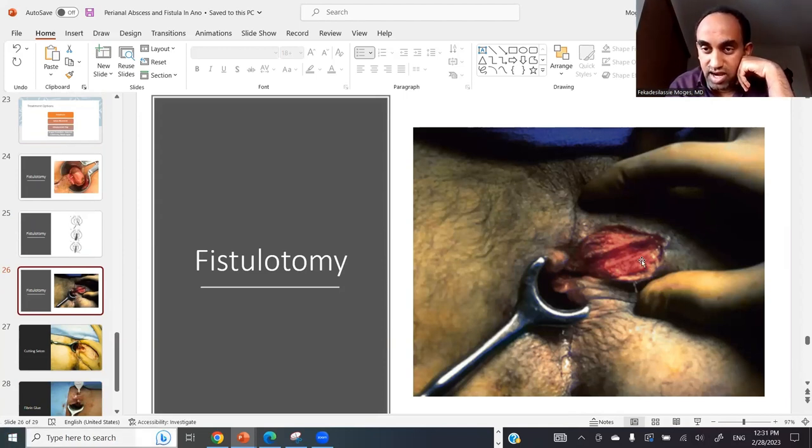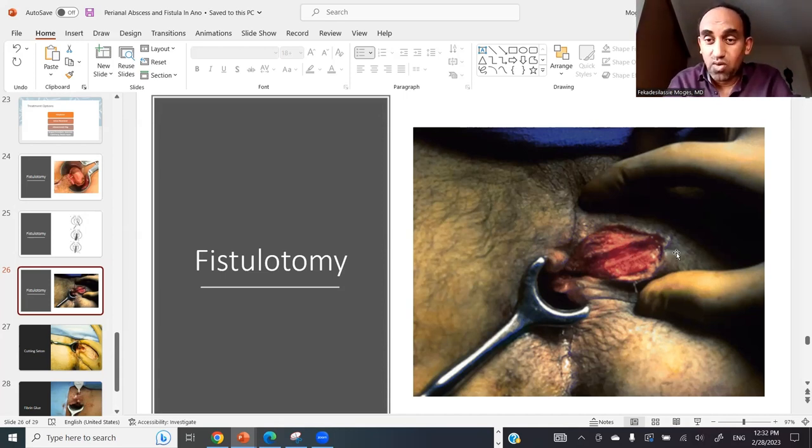This is the external opening. This is the internal opening, and you lay it open. This is what is meant by fistulotomy. So the tract was here, and now you have opened it up. You create this space, and remove any deep tissue, granulation tissue. That way you facilitate healing.